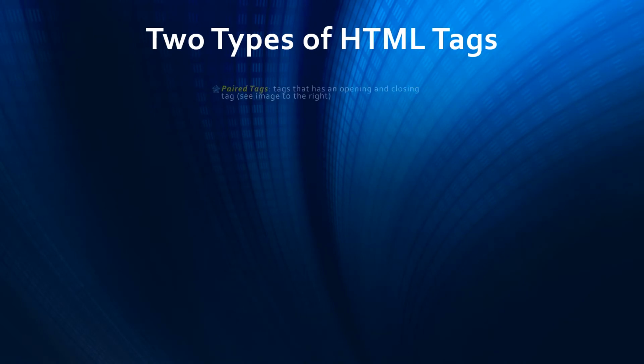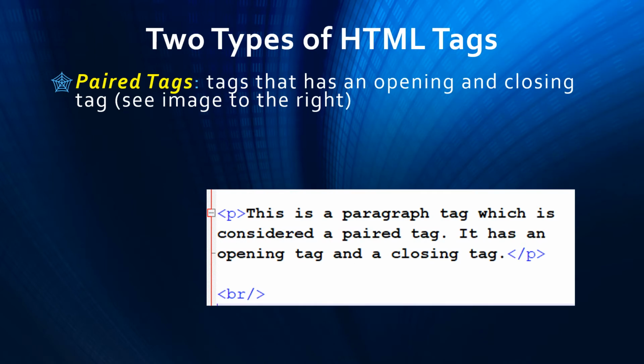There are two types of HTML tags. There is the paired tag. A paired tag has an opening and closing tag. If you look at the image here, you're going to see that the P in blue between the opening and closing, or the right and left brackets, is considered an opening tag. If you go to the end of the paragraph, you're going to see a closing tag that starts with the left bracket followed by a slash and a P and a right angle. That closes out the paragraph. Those are considered paired tags.